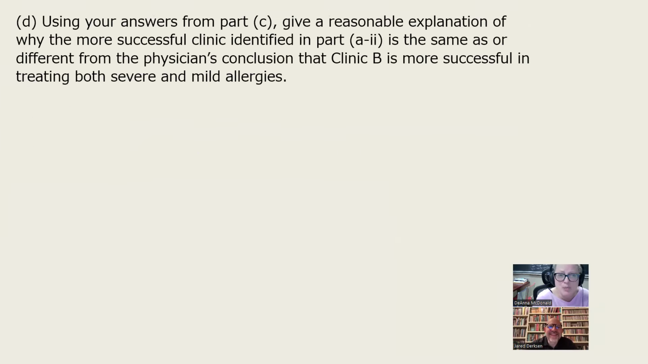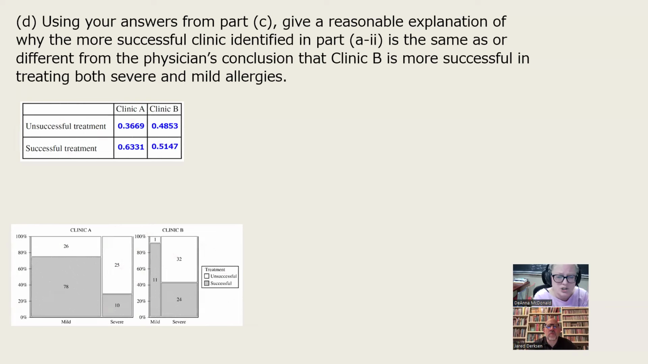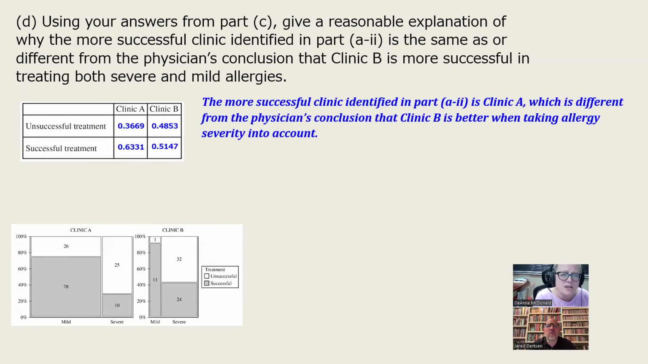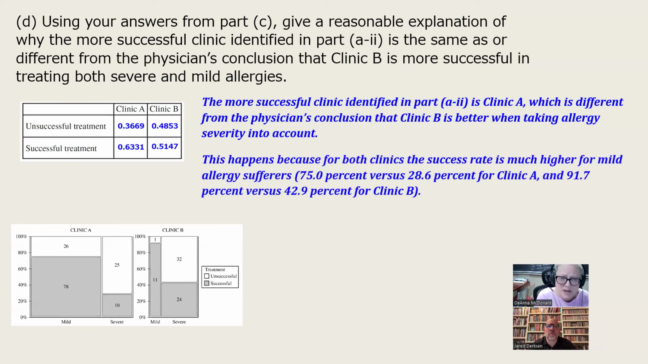So we're going to use our answers from part C, and we're going to give a reasonable explanation of why the more successful clinic identified in part A, part two, is the same as or different from the physician's conclusion that Clinic B is more successful in treating both severe and mild allergies. So here's the two bits of information that we would be able to look back at when we took an AP exam. The more successful clinic identified in part A, number two, is Clinic A, which is different from the physician's conclusion that Clinic B is better when taking allergy severity into account. Now, why might that be?